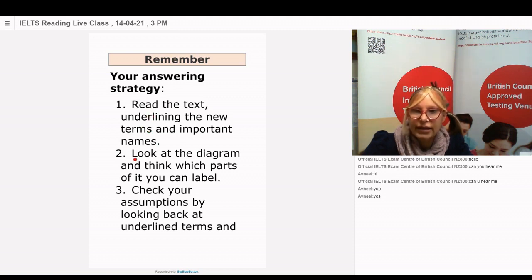The next strategy is to look at the diagram and think which parts of it you can label, not based on your own knowledge, but based on what information you can find from the text quickly. And then check your assumptions by looking back at underlined terms and label the parts that you're sure of.